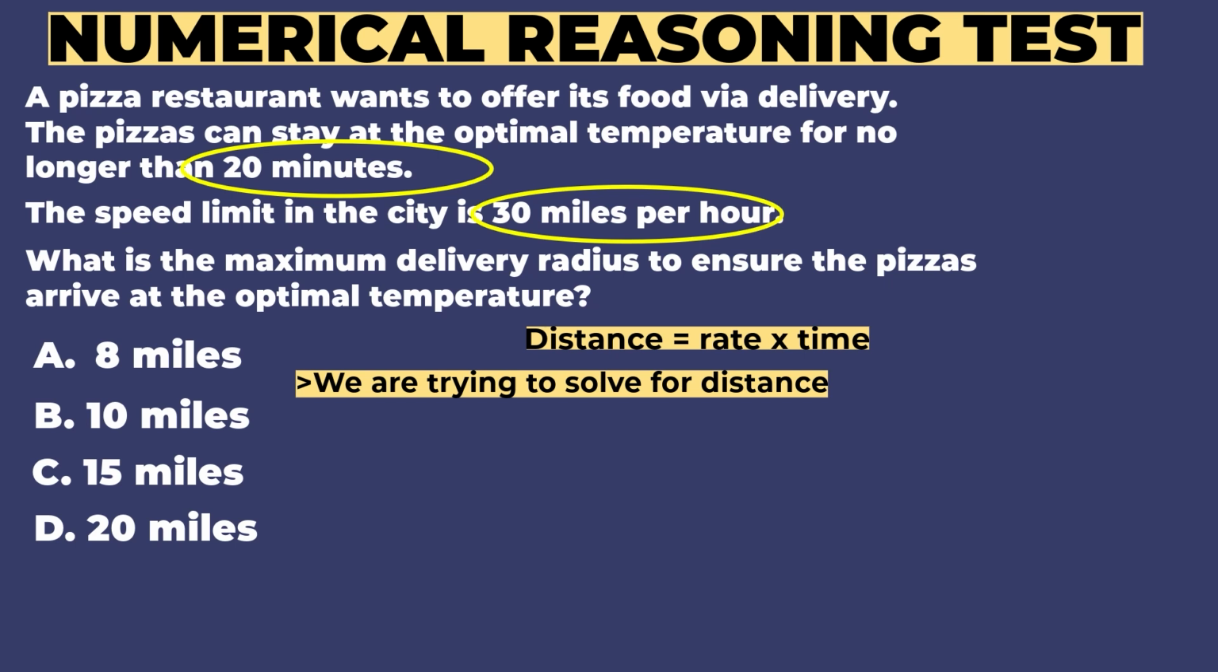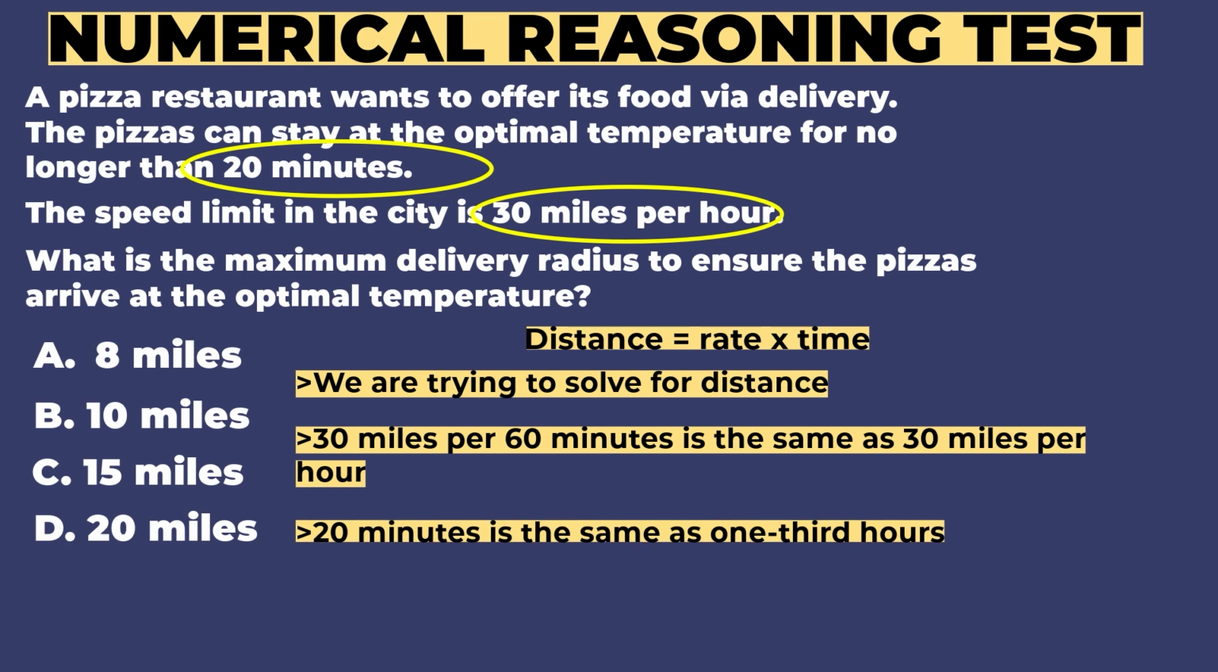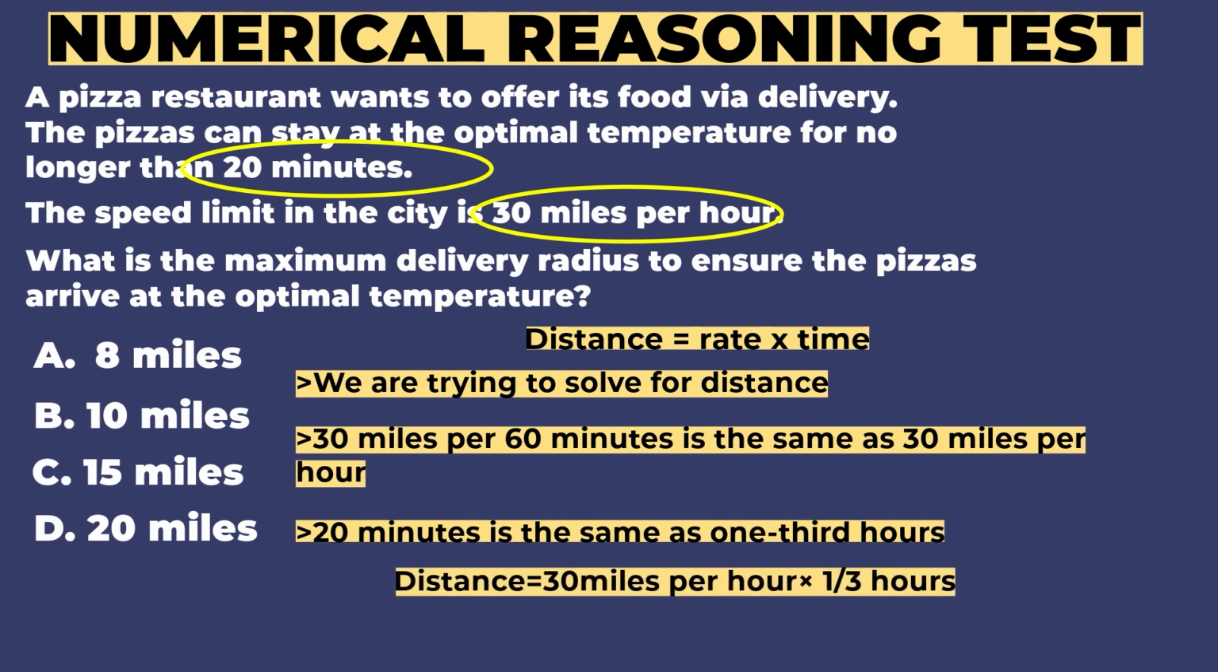We want to convert these values to have the same unit of measurement. 30 miles per 60 minutes is the same as 30 miles per hour. 20 minutes is the same as 1/3 hours. Let's use hours. 30 miles per hour times 1/3 hours equals 10 miles. The maximum delivery radius is 10 miles. The correct answer is B.